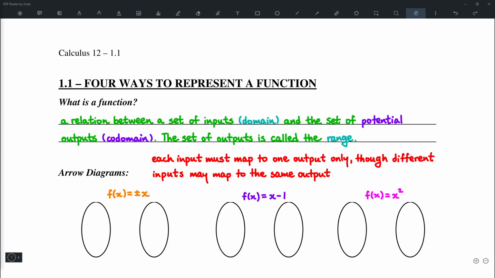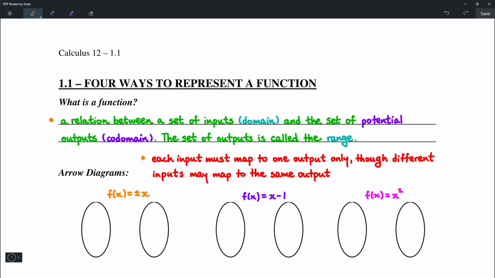Hello everyone. So today we're going to go over section 1.1, 4 ways to represent a function. So here we have the definition of a function, a relation between a set of inputs in the domain and the set of potential outputs in the codomain, and the set of actual outputs is called the range. An important property of the function is that each input must map to one output only, even though different inputs can map to the same output. And we'll see this in the arrow diagrams below.